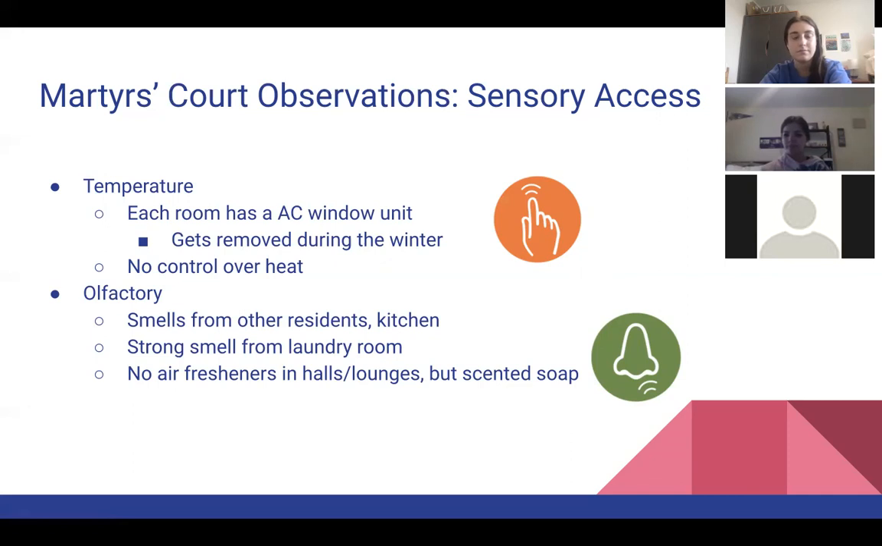They are on every floor, so it can fill up the halls with smells, especially if something is burnt or left out. And then there's also a very strong smell coming from the laundry room, which if you step into the stairwell, you can smell it immediately. And there are no air fresheners in the halls or lounges, so Fordham itself did not put many olfactory things out there in the shared spaces, but there is scented soap. That was the only thing that was noted that they did put in the building that had a smell.